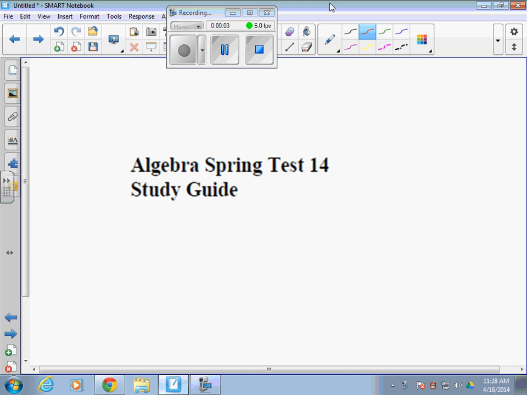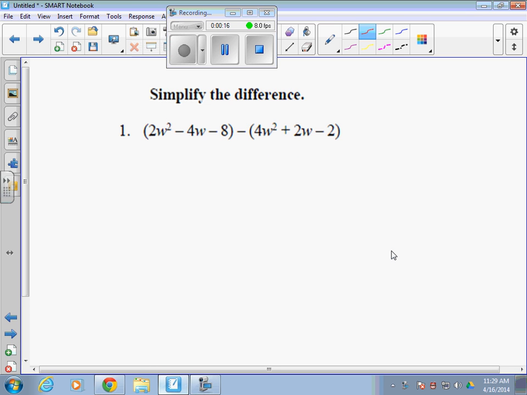Okay, let's take a look at test 14, our spring test 14 study guide. Number one says simplify the difference. Notice there's a minus in the middle, so you're doing the opposite of all the signs you see in the second one.